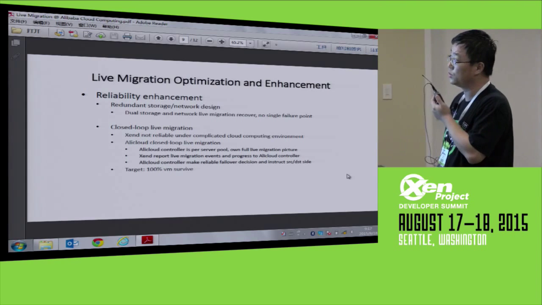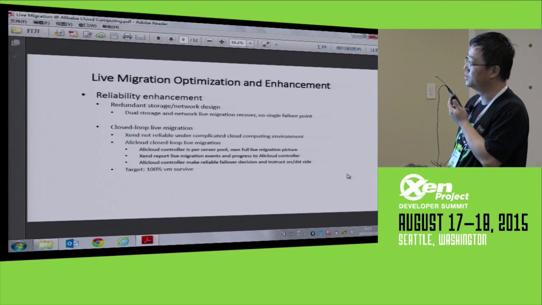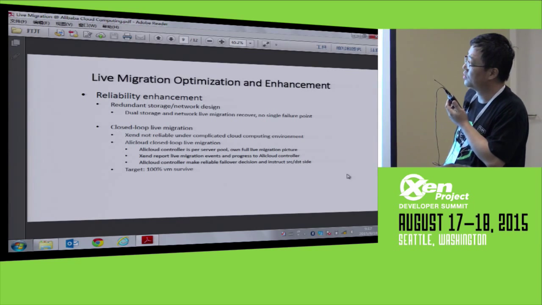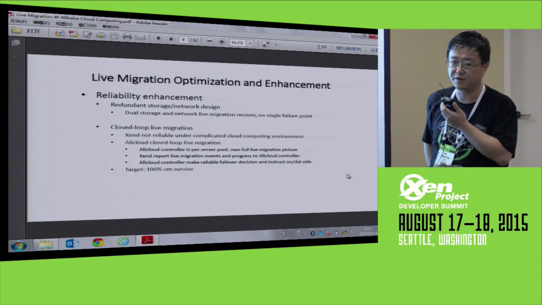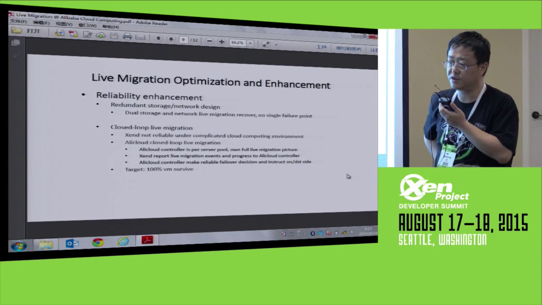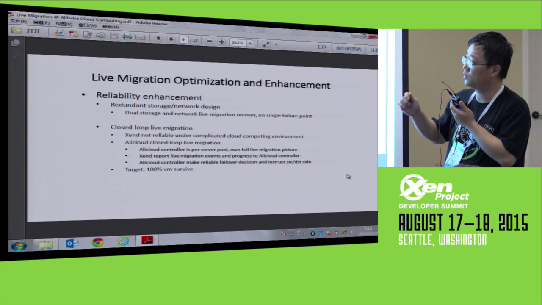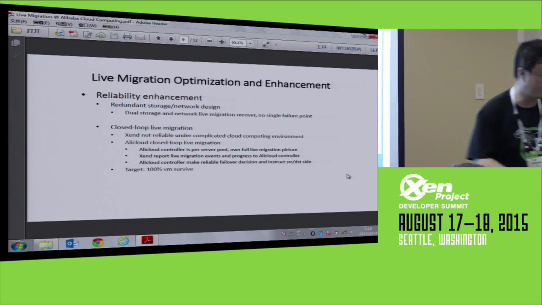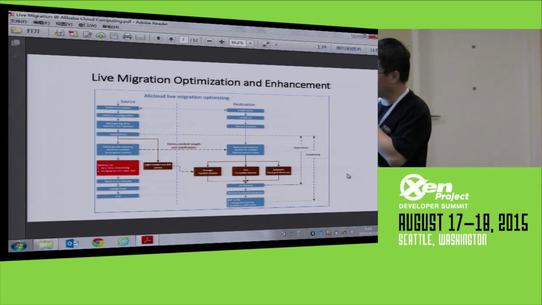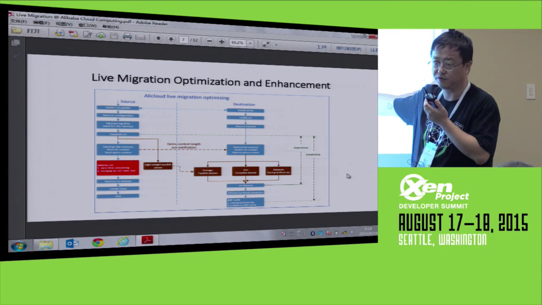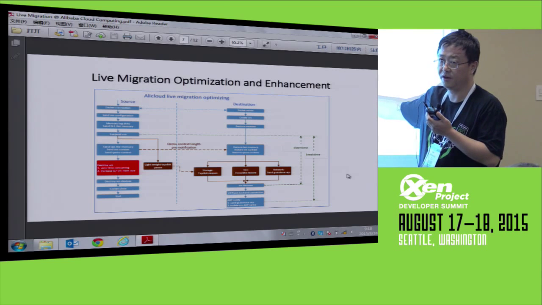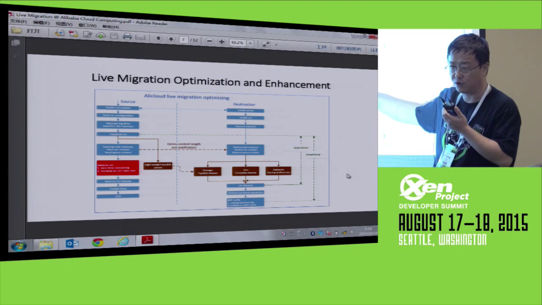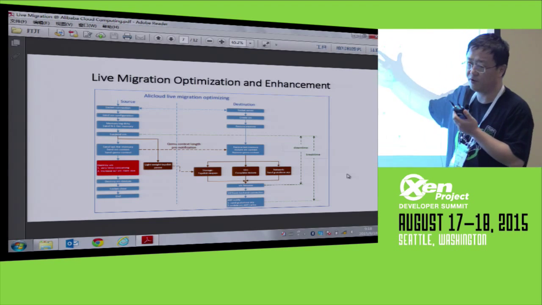For the reliability enhancement, we have done some work, and this work is still continuing. First, we do the redundant storage and network design. You know that live migration has some risk, but in the fields of storage and network, we both do redundant work. That means if we fail at this point, for example, the network didn't work for any reason, such as a wrong software version or any other reason, that's not a problem. We have a control system.